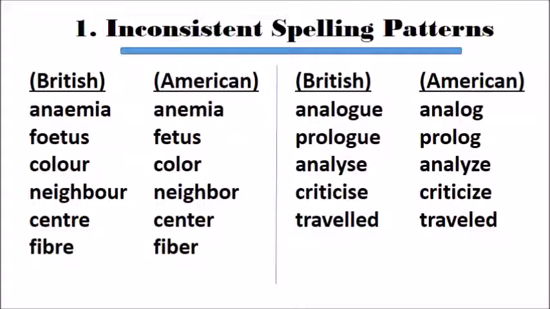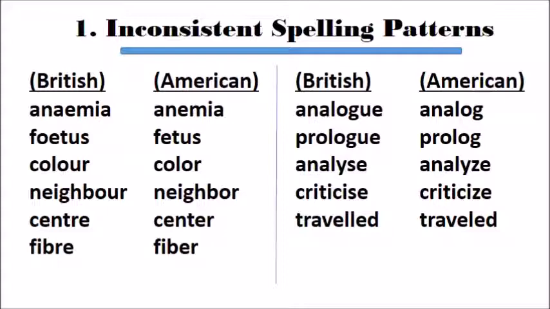So we have some examples on the screen as we have anemia. You would see the AE in the British, while we have the E alone in the American. Fetus, O is missing in the American variant. Color, U is missing in the American variety. Neighbor, U is missing again. Center, ER in the American system. Fiber, ER in the American system.